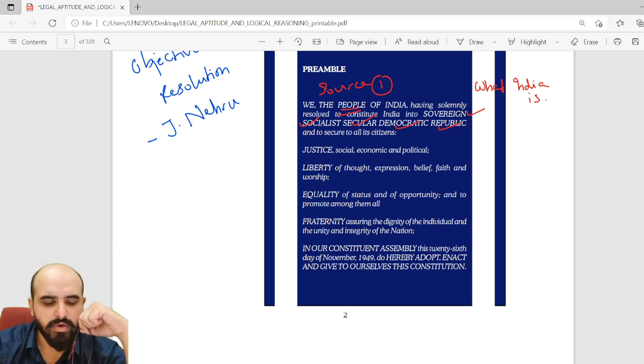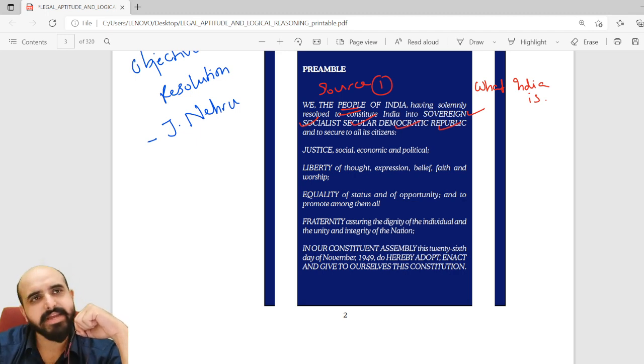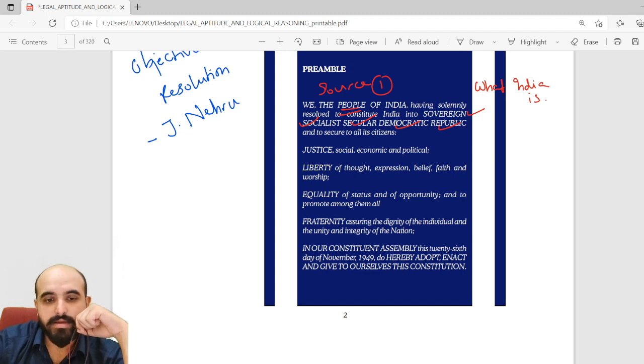Secular, as you all know, means we do not have a state religion. Everyone is free to practice and propagate their own religion. Everyone is free to profess their own religion as long as it does not harm the public. Right? So this is what we mean by secular.